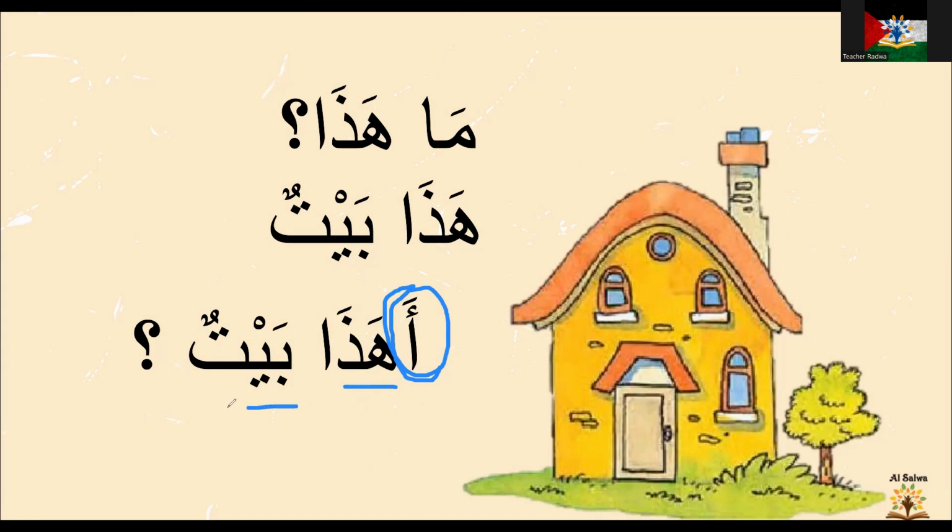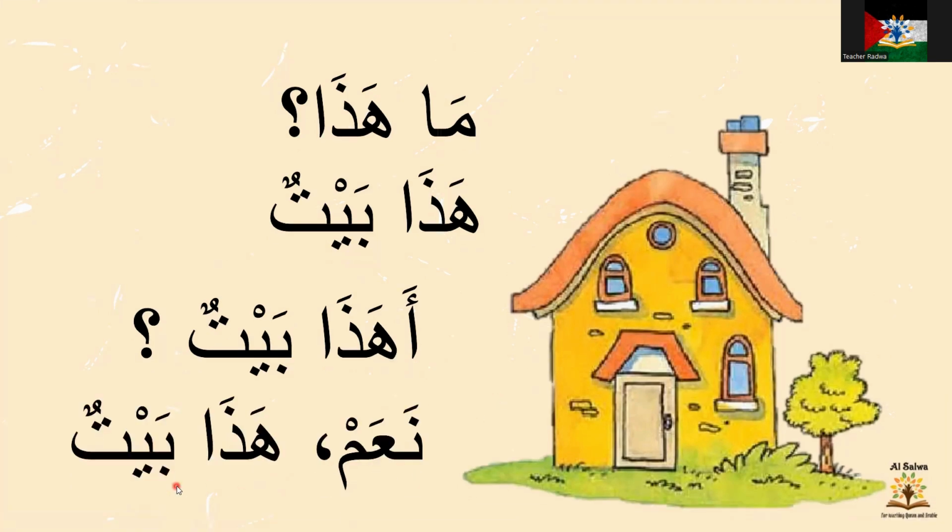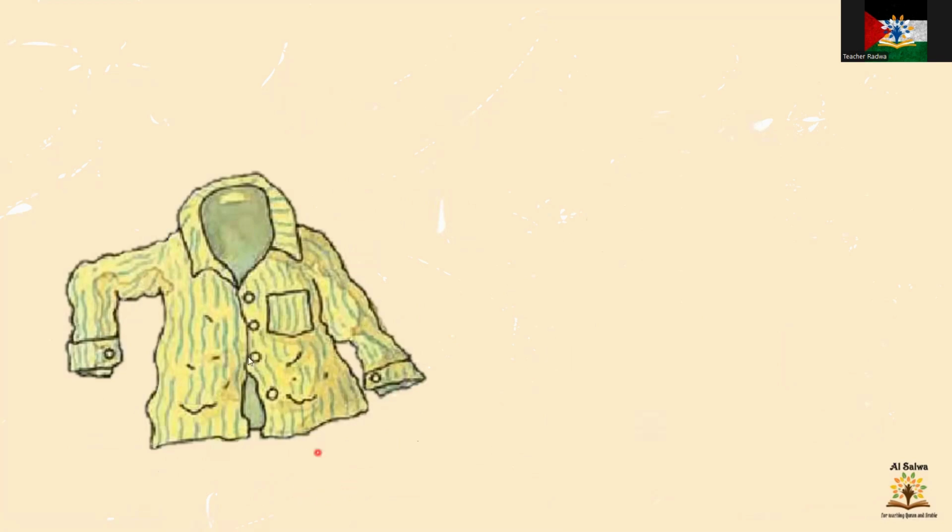We say, is this a house? أهذا بيت? Is this a house? What should we say? We say, yes, this is a house. Do you know how to say yes in Arabic? We say نعم. If we want to say no, we say لا. So now, do we say نعم or لا? Good. We say نعم. So let me ask you. أهذا بيت? You say نعم, هذا بيت. Yes, this is a house.